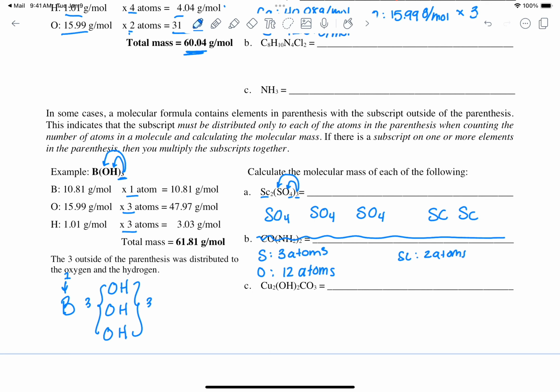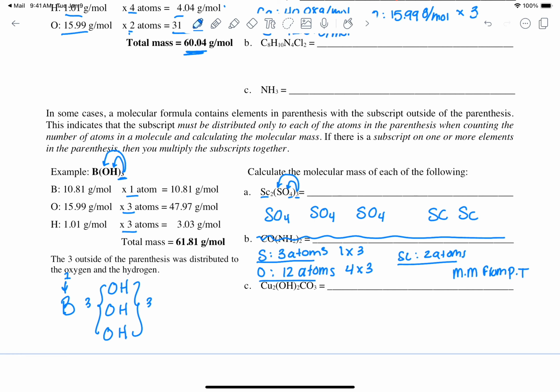Okay, so this is 3 atoms because we did 1 times 3 when I distribute that 3 in. Oxygen is now going to be 4 times 3 when I distribute that 3 into the parentheses. So we now know how many sulfur atoms, oxygen atoms, and scandium atoms we have. We find their molar masses from the periodic table.